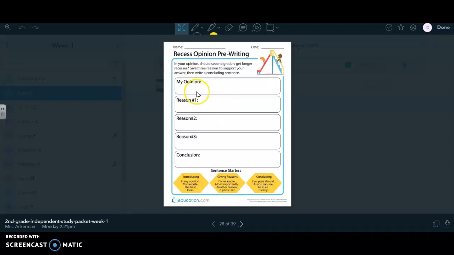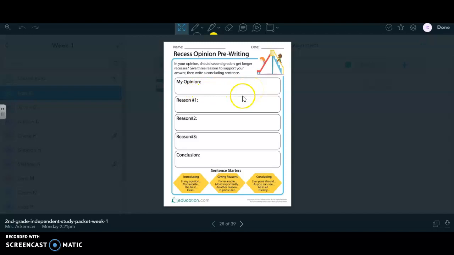So, for in my opinion, you can use an introduction. These are sentence starters to help you think, to tell you what you think. If this is an opinion, you might look at this first one. In my opinion, I think 2nd graders should have a longer recess. Or, in my opinion, I think 2nd graders should not have a longer recess.